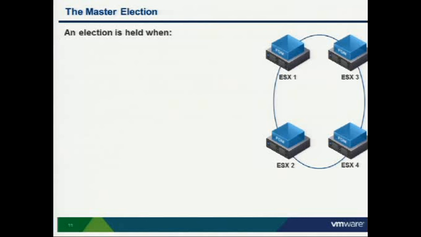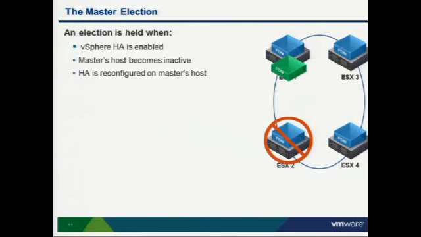So let's talk about a master election now. Generally, an election occurs whenever a set of FDMs are not in network contact with a master. So when you first enable HA on a cluster, you're going to have an election. And in this example here, host 2 is elected to be the master. You'll also have an election if host 2 becomes inactive, or if HA is reconfigured on that host. A host can become inactive if it's put in maintenance mode, it enters standby mode, it gets rebooted, or it's disconnected.